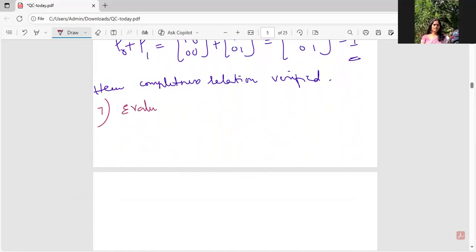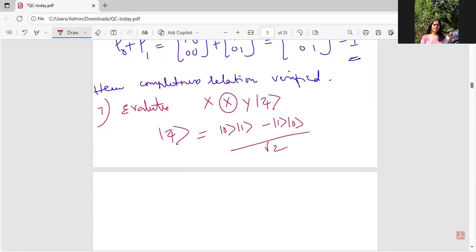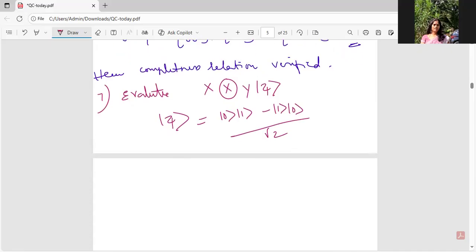You need to evaluate the tensor product of X and Y with ket xi. What is ket xi? Let me write how ket xi is defined: ket 0, ket 1 minus ket 1, ket 0, divided by root 2. This is how ket xi is defined, guys. The tensor product you are asked to find. What do you think are capital X and capital Y, guys? Capital X and capital Y are your Pauli gates, Pauli X and Pauli Y gates.